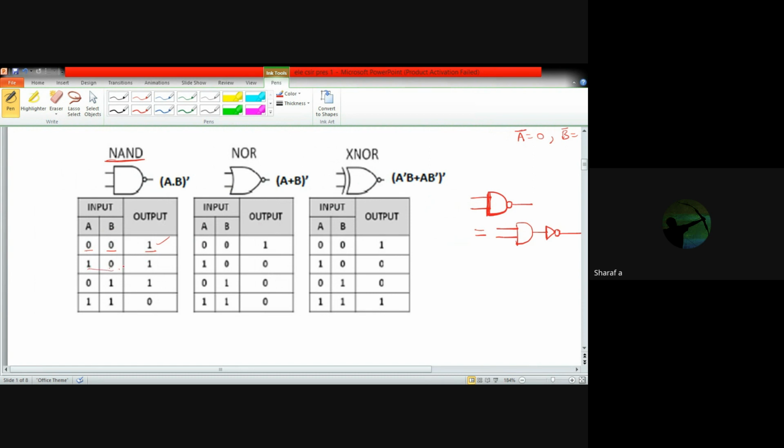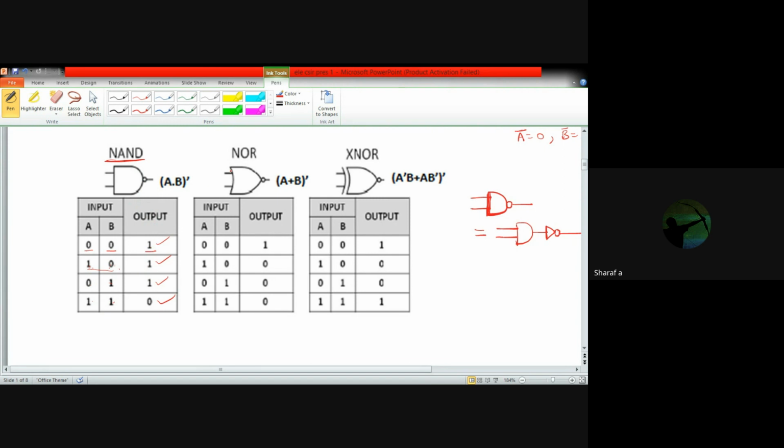In the second case, 1 and 0 are the inputs. So 1 into 0 is 0, and that is the AND operation. Take the complement of that, then you will get 1. Then 0 into 1 is 0. Take the complement of that, it will be 1. 1 into 1 is 1. Take the complement of that, it will be 0. So when you consider the NAND gate, you just consider the AND operation, then take the complement of that. You will get the output.